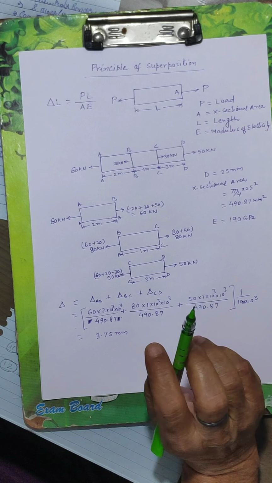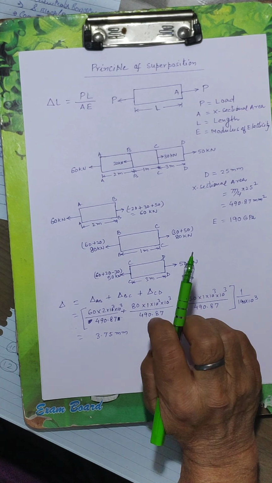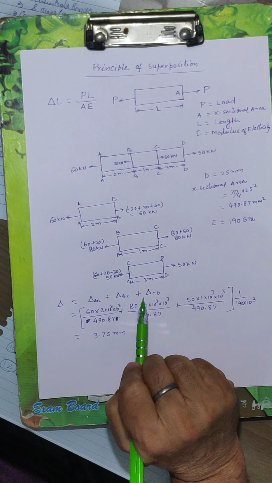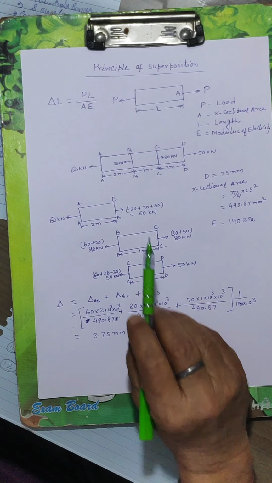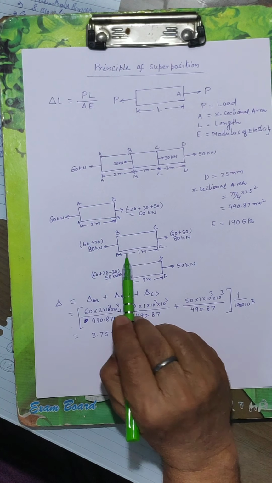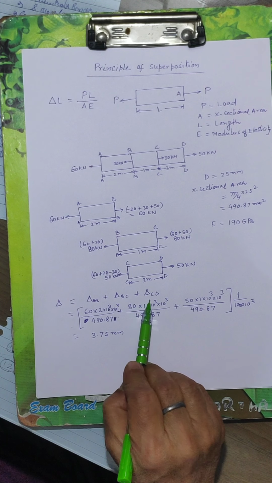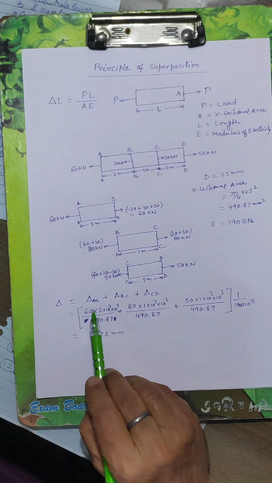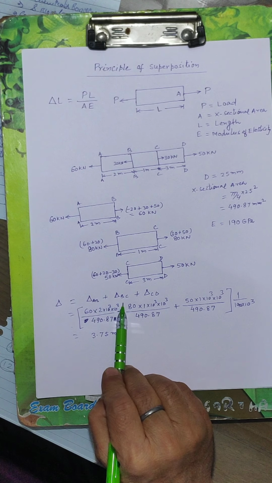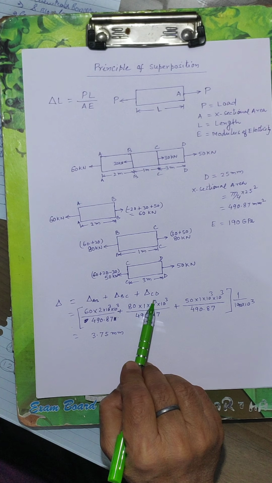Now the total or resultant elongation will be equal to algebraic sum of all these components of this body. Components AB, BC and CD. Delta AB, delta BC and delta CD. AB is tensile, BC is tensile, so positive. CD is tensile, so again positive.